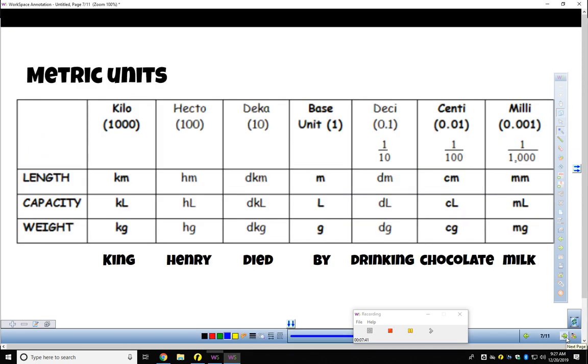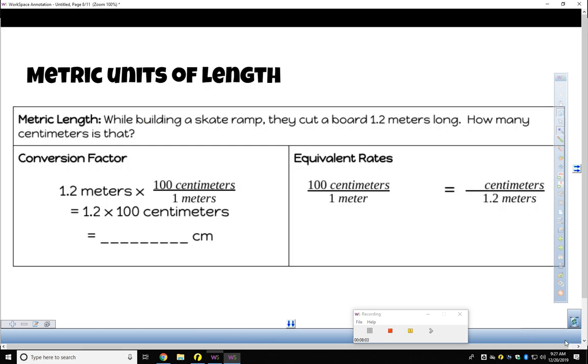Switching to metric. In the past, you might have used King Henry died by drinking chocolate milk. We might have done some conversions using our powers of 10. You're still welcome to use those, but I am going to show you how to use some equivalent rates and conversion factors here today. Right?